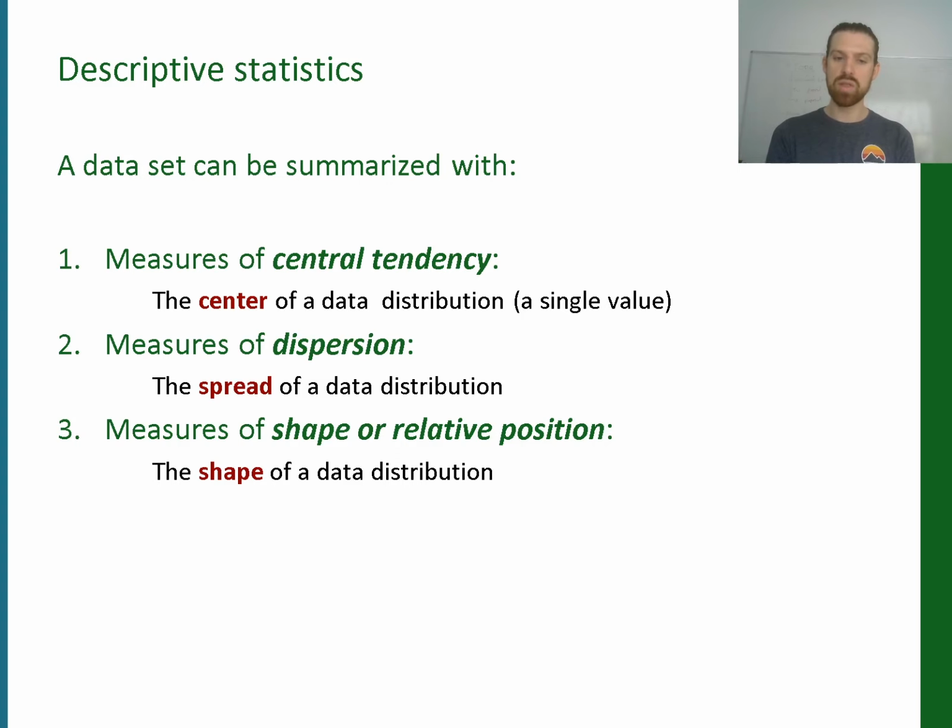So we'll be able to look at that within this lecture. And then finally, we get measures of shape or relative position. So this is just basically looking at the distributional shape for the underlying data points and asking, well, is it skewed? Does it have a particular shape to the kind of peak that's on the data?